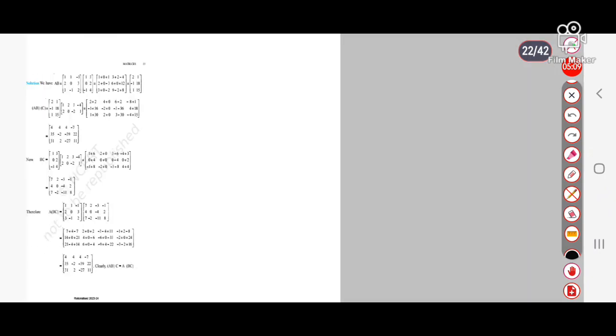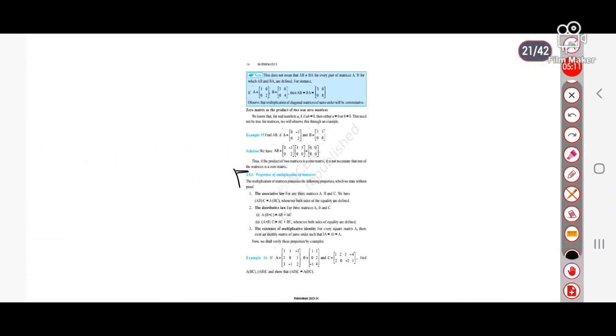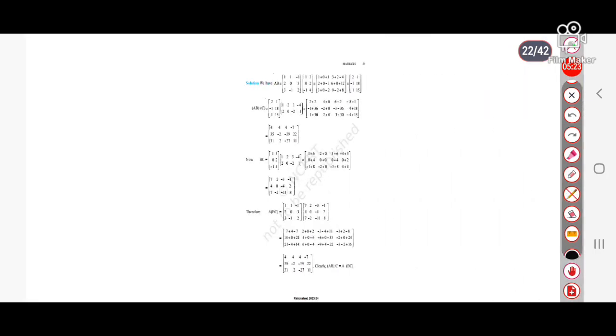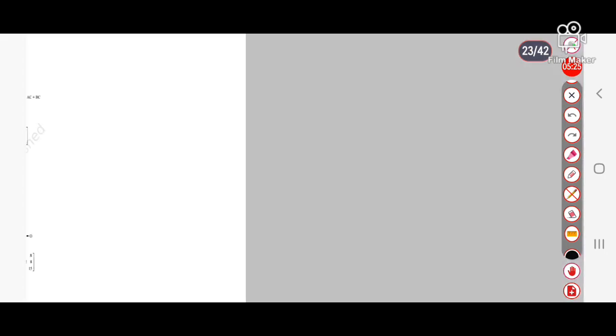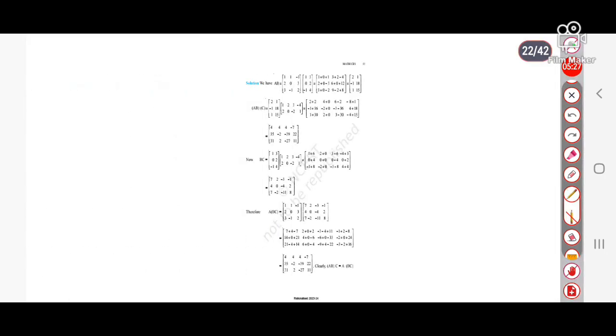Hence the matrices that we were asked to prove or show, while multiplying, will be the same. What we were asked to show has been clearly dealt with over here as the result at the last. Right, over here. Clearly AB into C is equal to A into BC.